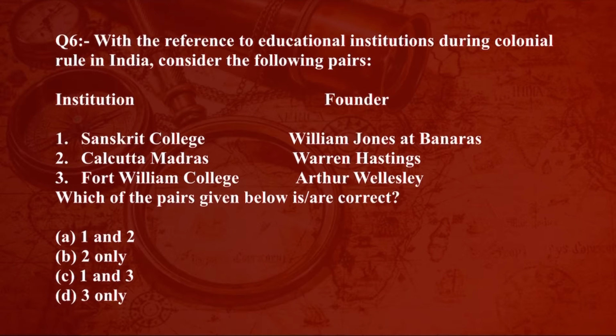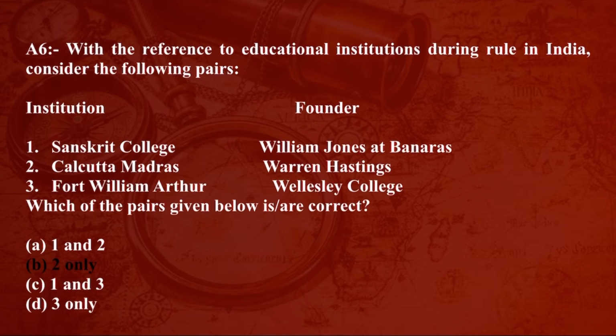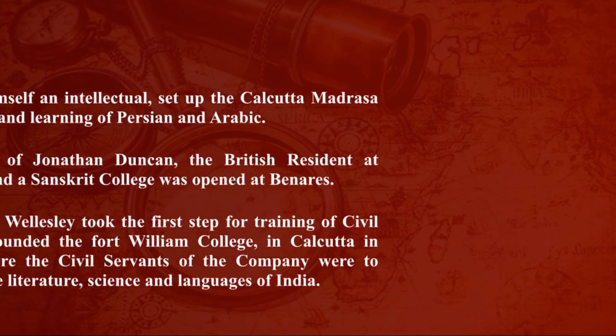So question number 6 is, with the reference to educational institutions during colonial rule in India, consider the following pairs. Institution, founder. Number 1, Sanskrit College, William Jones at Banaras. Number 2, Calcutta Madrasa, Warren Hastings. Number 3, Fort William College, Arthur Wellesley. Which of the pairs given below are correct? Option A, 1 and 2. Option B, 2 only. Option C, 1 and 3. And option D, 3 only. So answer of this question is option B, 2 only. Now let's see the explanation.